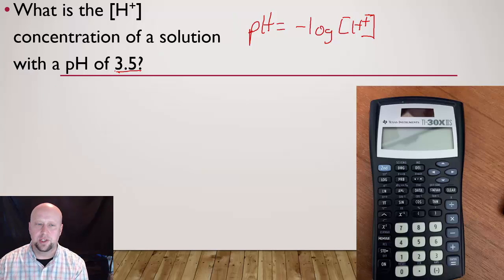But here's our equation. I'm going to go ahead and plug in the pH. I know the pH is 3.5, and so this is what I'm left with. I'm looking for my H plus. This is my X value.